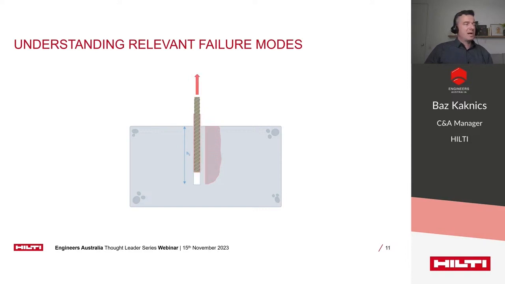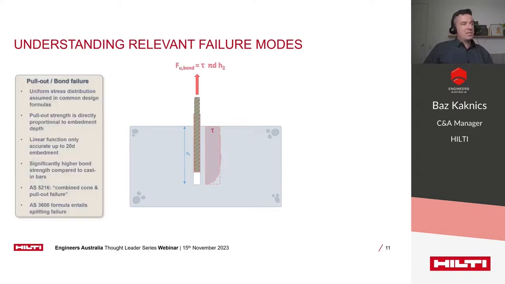This happens right until we reach the ultimate limit state. And at this point, we will experience a drop in the maximum load along with increasing anchor displacements. In other words, a pullout or bond failure happens. Multiple studies have verified that up to an embedment depth of approximately 20 times the bar diameter, which is 20D, the bond stress may be assumed uniform along the entire anchorage length in the ultimate limit state.